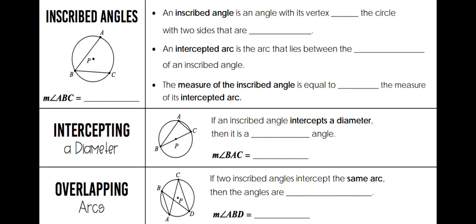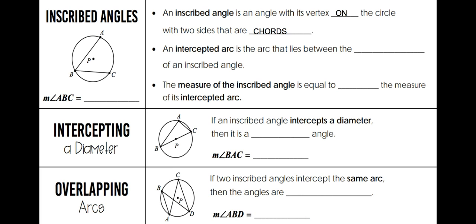So we're gonna start with inscribed angles. And you know what? We're gonna go over the notes that we would in class first. So an inscribed angle is an angle with its vertex on the circle with the two sides that are chords.